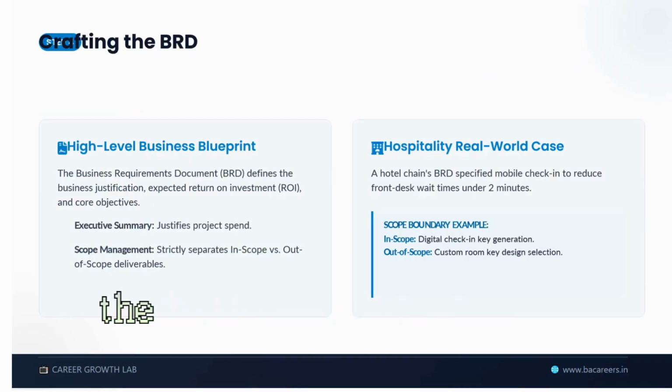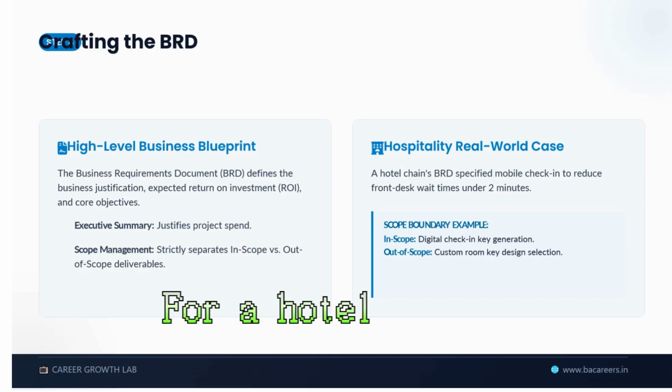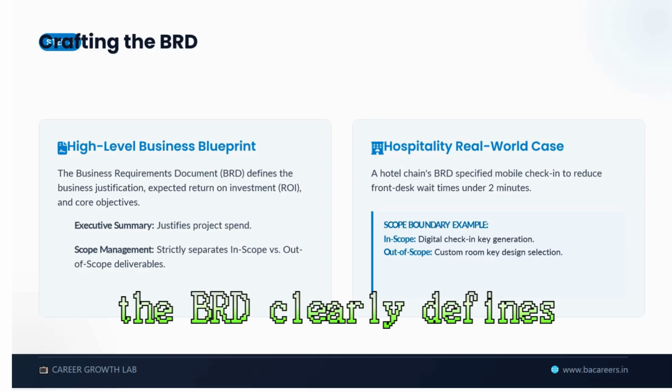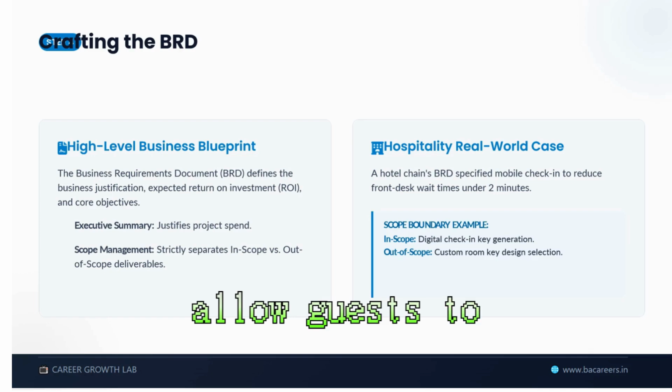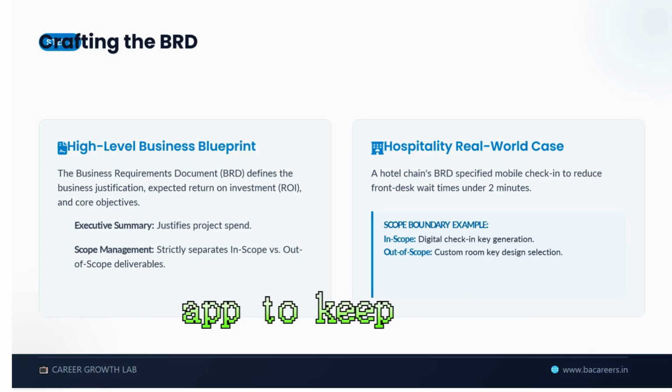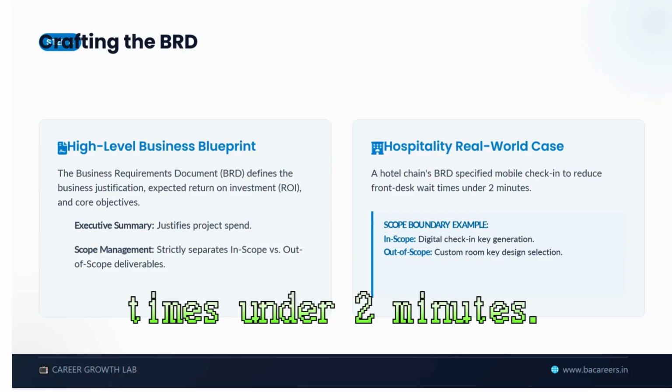Step 4 is drafting the business requirements document, or BRD. For a hotel chain, the BRD clearly defines the goal: allow guests to check in via mobile app to keep wait times under 2 minutes.